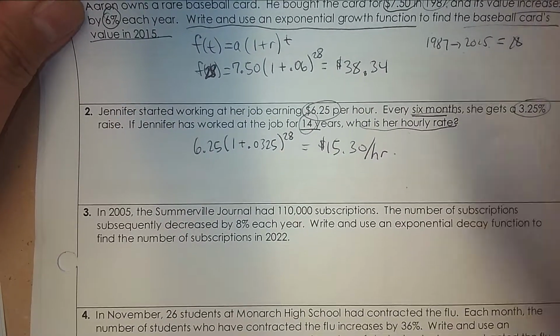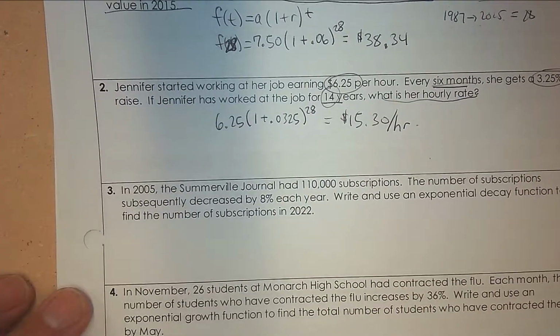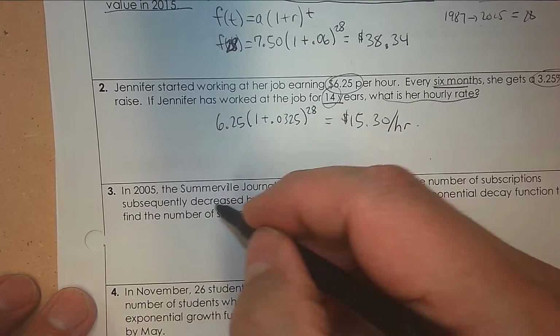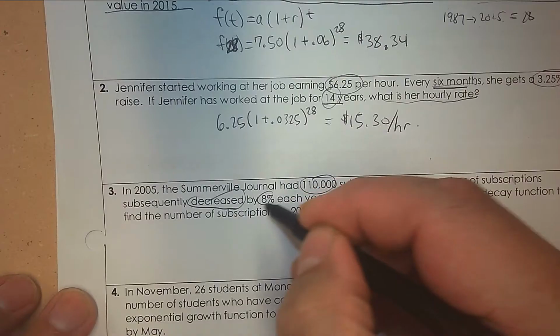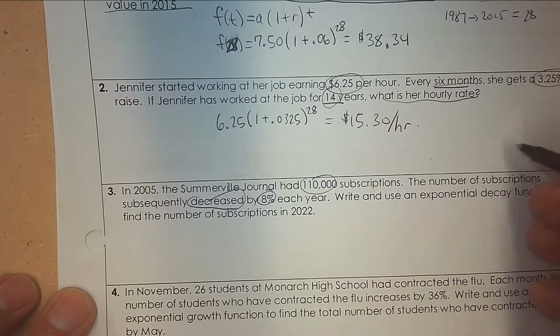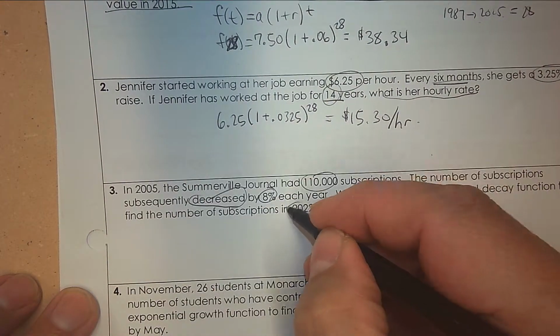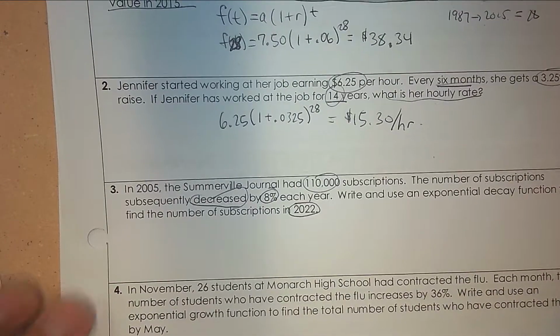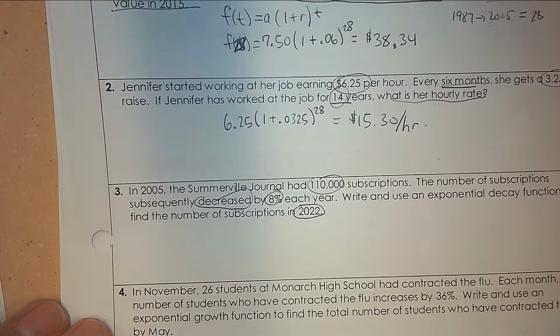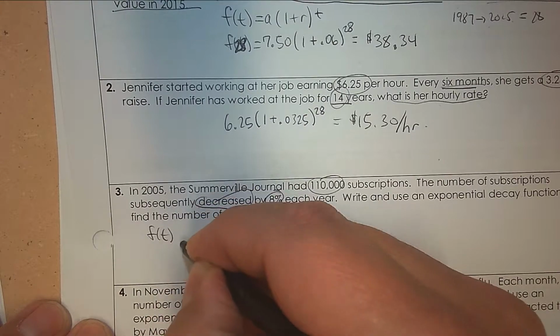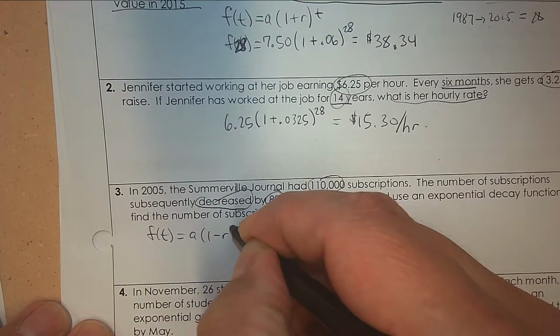In 2005, Somerville Journal had 110,000 subscriptions. The number of subscriptions decreased by 8% each year. Write and use an exponential decay function to find the number of subscriptions in 2020. So this one is decreasing. So decreasing is similar, but instead of adding, it's subtracting.